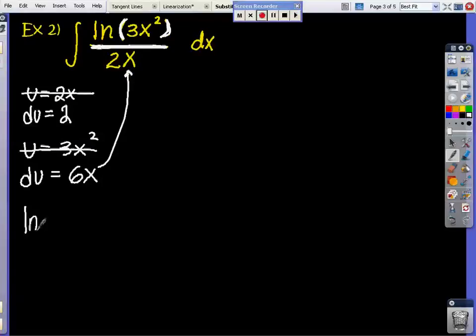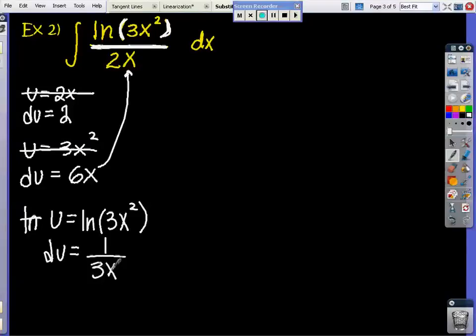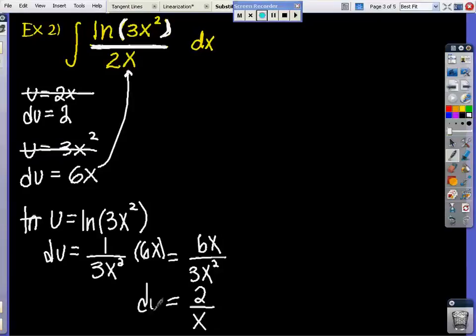Then we can look at u to be ln of 3x squared. So let's look at that. Du would be 1 over the inside multiplied by the derivative of the inside. Well, that simplifies out. Let's see. We get 6 on top. We get x on top. We get 3x squared on bottom. And we end up with 2 over x. Well, that might be helpful. Du is equal to 2 over x dx.